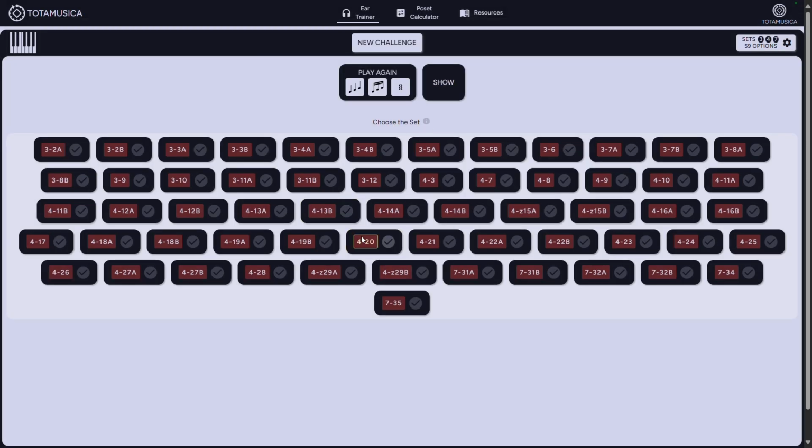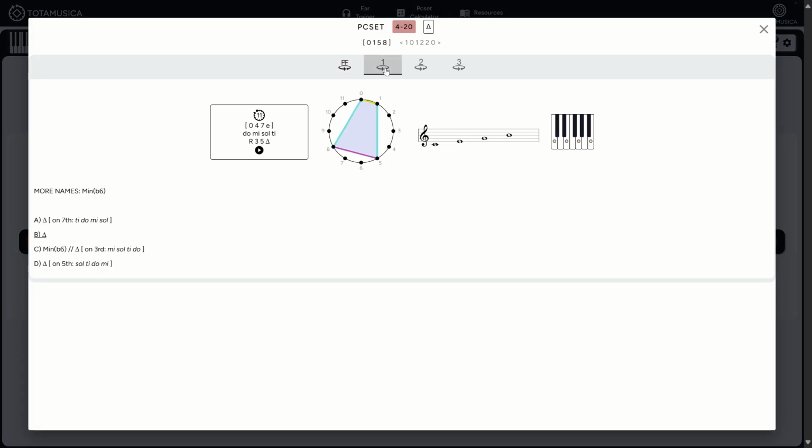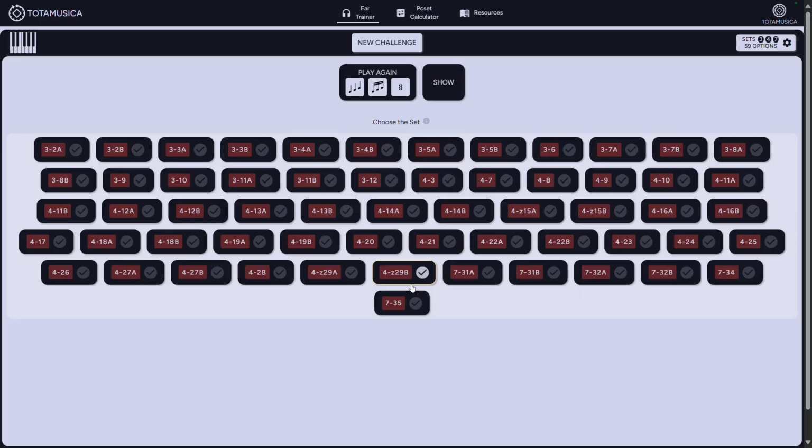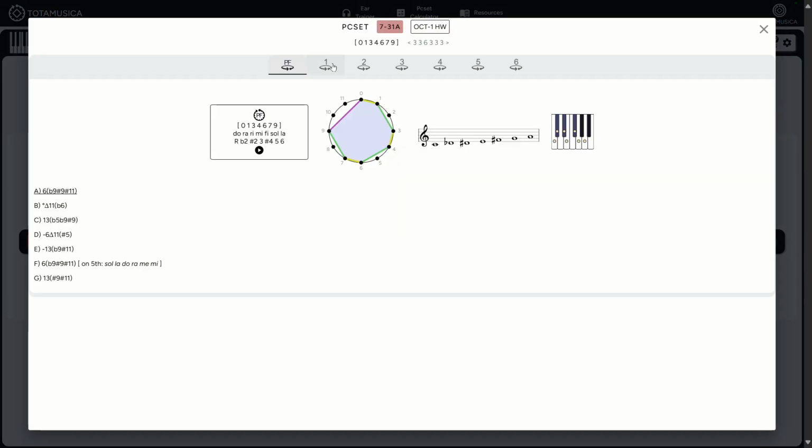For tetrachords, we'll see the prime form plus 3 rotations, 4 instances in total. For heptachords, we'll see the prime form plus 6 rotations, 7 instances in total. Switching from one form of the set to another is visually represented by an animation showing the rotation of the polygon from one position to another on the clock face.